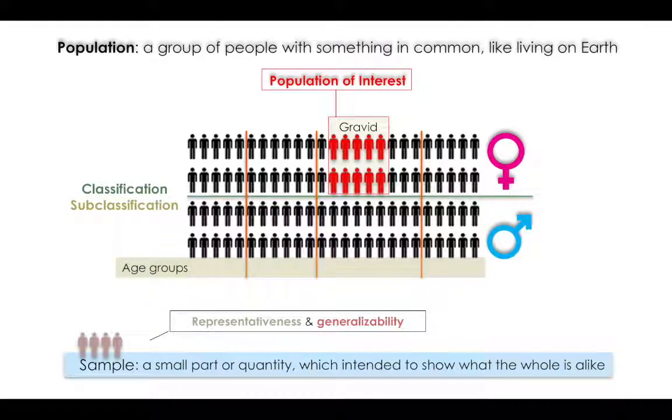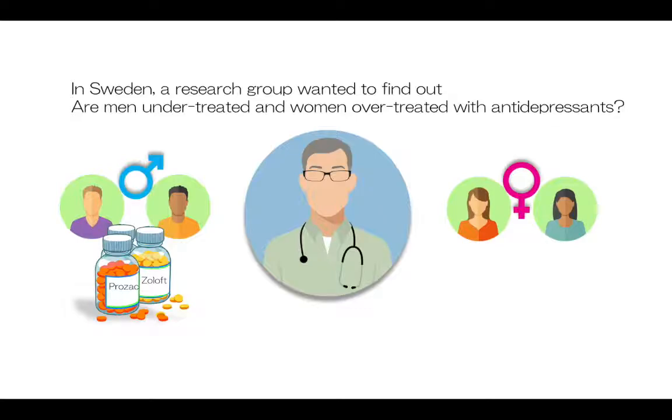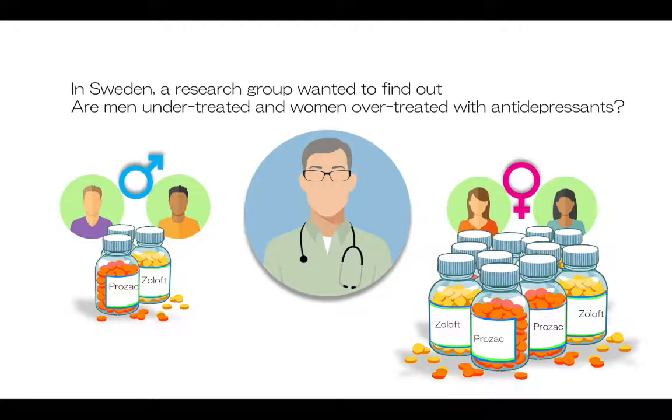In the previous video, we explained briefly about the population of interest and the sample. To have a better understanding, let's start with an example from a published article in Sweden. In this original research article, the research group wanted to find out if men are undertreated and women are overtreated with antidepressants in Sweden.